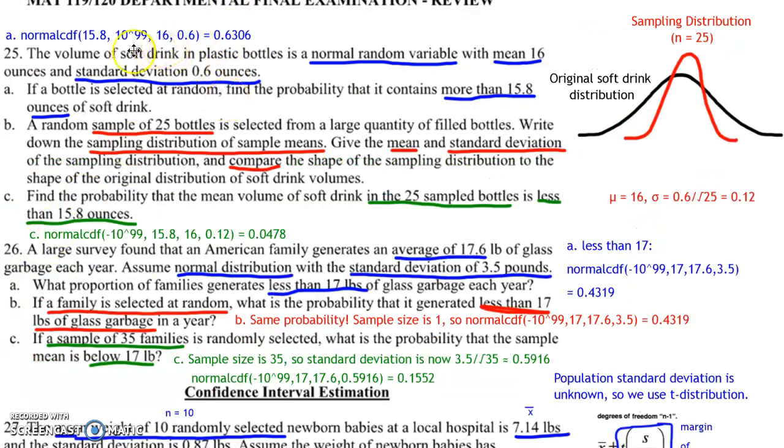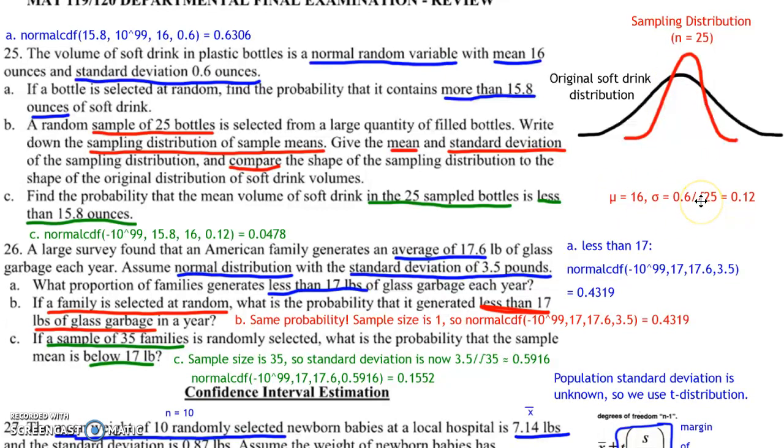Question 25. It asks us about the volume of soft drinks in plastic bottles. The first question asks us to do a regular normalCDF. I won't explain that because we just did. A random sample of 25 bottles. This is going to be a little different because we're not talking about one bottle, we're talking about 25 bottles. So the mean and standard deviation of this sampling distribution is going to be a little bit different. The mean is the same center, but the standard deviation is going to be lower.